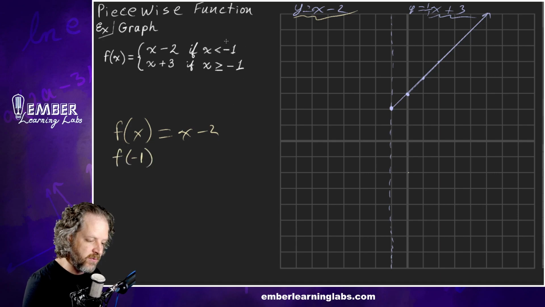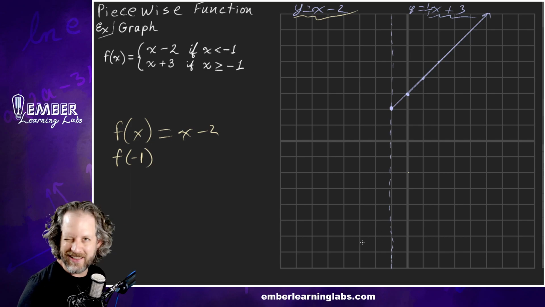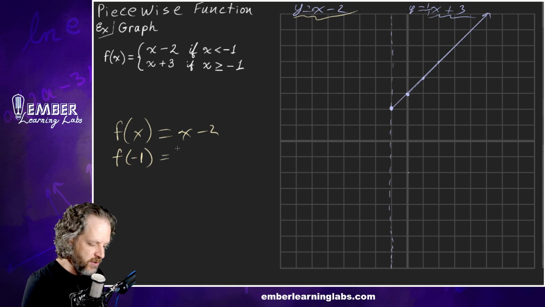How did I get the -1? I got it from that's our dotted line, right? That's where that came from. So that's what we're going to do there. So we're going to plug in a -1 and then we're going to solve. So we've got -1 minus 2, which is -3. So f of -1 is -3.